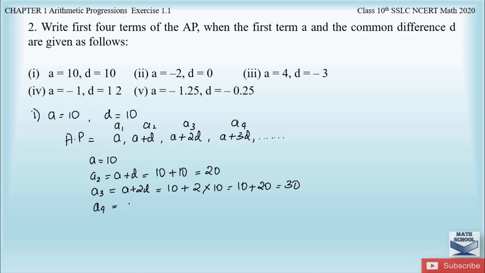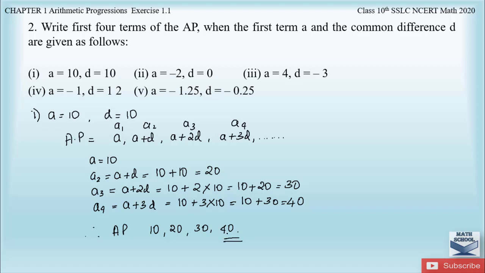Similarly, A4, the fourth term, is A plus 3D. Substituting the A value, A is 10 plus 3 into D is also 10. So it is 10 plus 3 tens are 30. So the value we obtain is 40. So these are the 4 terms which we have obtained. This is very easy if you know the formula given for the general form of AP. So just substitute the values and find out the 4 given terms. Therefore, let us write down the AP series values which we obtain. So the first term is 10, second term is 20, third term is 30 and the fourth term is 40. So this is the answer.